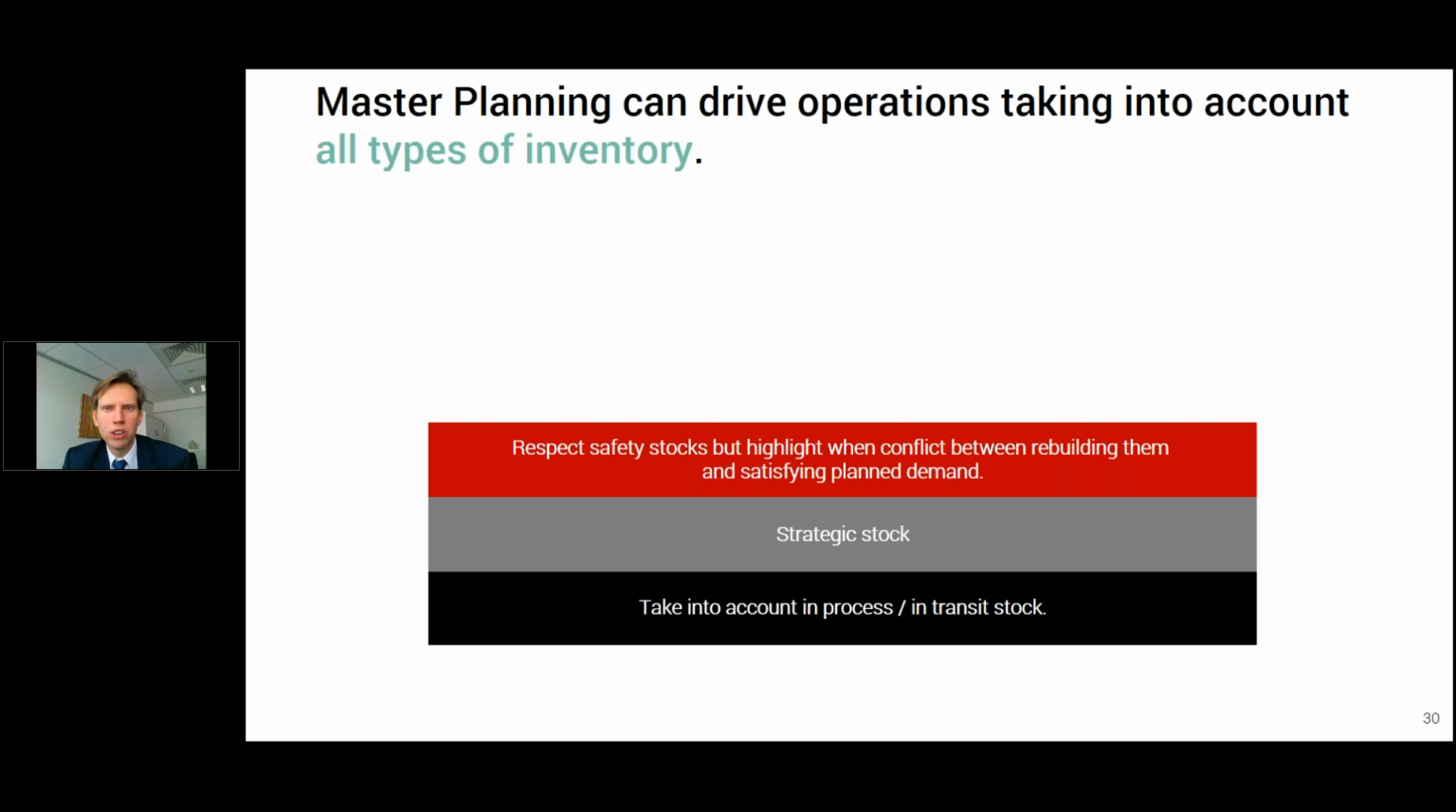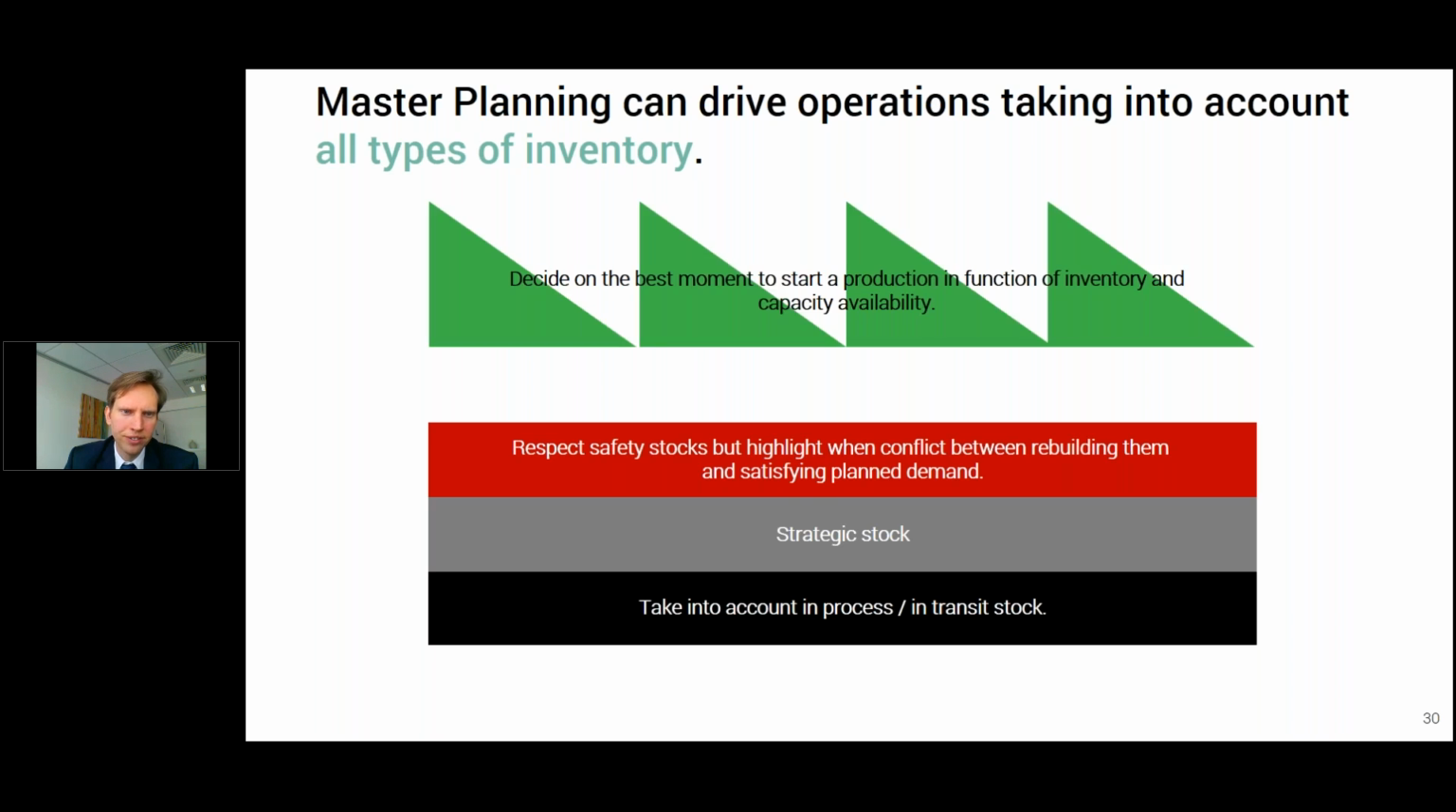So where safety stocks and MRP are just creating demand, it's then up to the planner to go and figure out what is real demand and what is demand related to rebuilding safety stocks. Master planning gives the planner that possibility to say, okay, I rebuild it, right, because I need it, or I'll delay it a little bit. It gives a kind of flexibility, but with good understanding and good visibility, right?